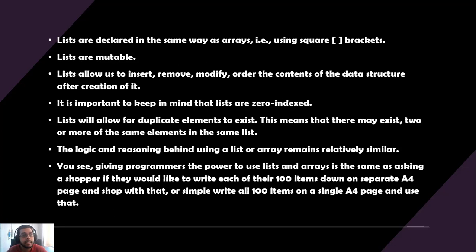Lists are declared in the same way as arrays, that is, using square brackets. Lists are mutable. Lists allow us to insert, remove, modify, and order the contents of the data structure after creation of it. It is important to keep in mind that lists are 0 indexed. Lists will allow for duplicate elements to exist. This means that there may exist two or more of the same elements in the same list.